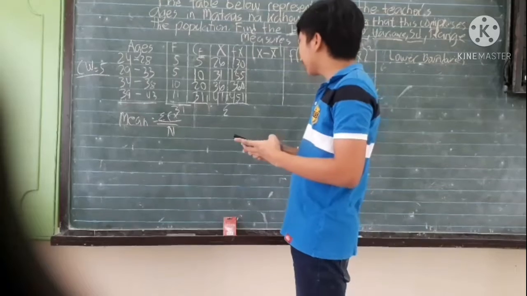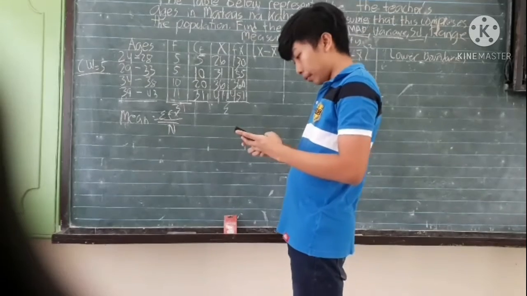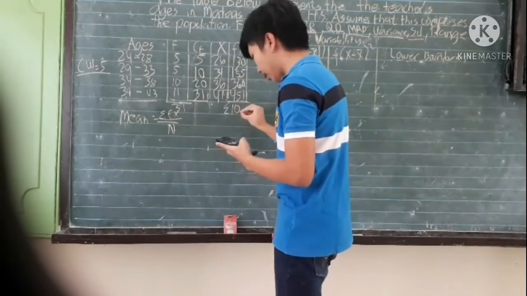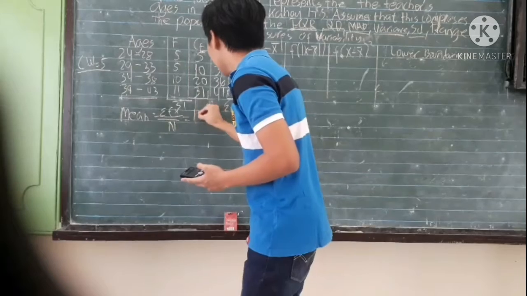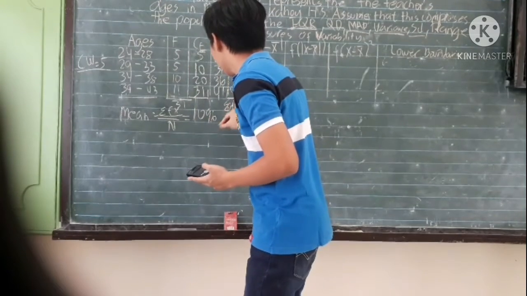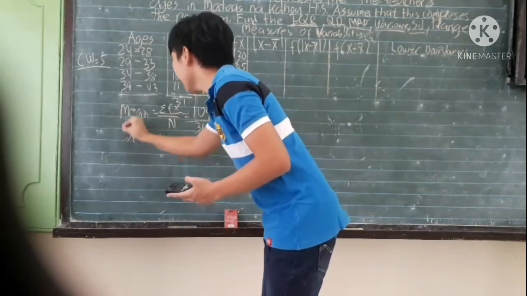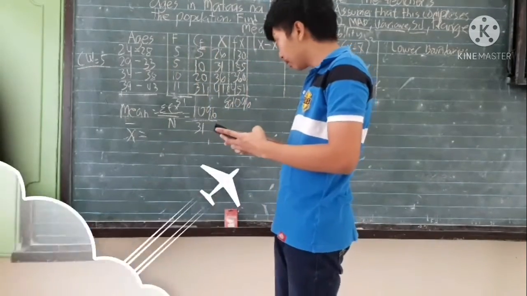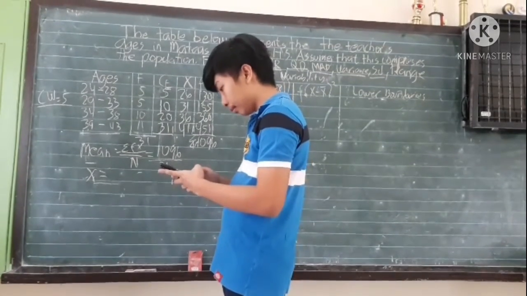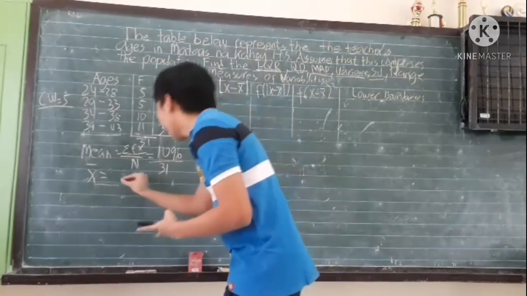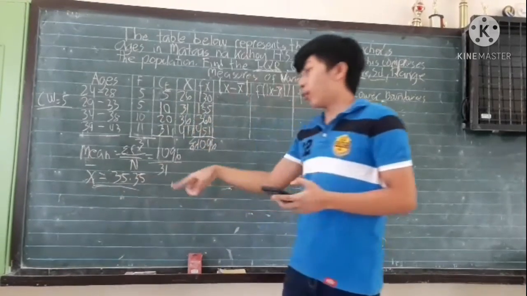So 130 plus 155 plus 360 plus 451. So it's 1096. So we can now get our mean. 1096 over 31, our number of observations. So our mean is equal to 1096 over 31, which is 35.35.